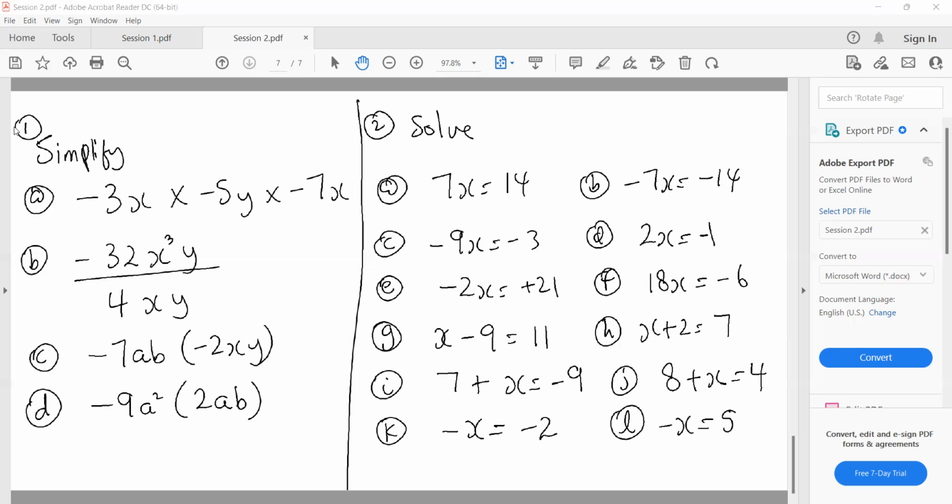So I want to go and correct number 1 here, the first section here.